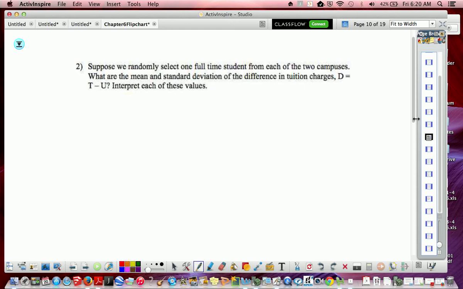So the first thing we want to do is calculate out what's the mean of T minus U. So we know that's going to equal the mean of T minus the mean of U. So when we calculate that out, $732.50, again, just using the values from our previous problem, minus the $825 for the downtown mean, and I get a negative $92.50. Your mean can be positive or negative. It just means one mean was bigger than the other, or one's tuition was greater than the other.